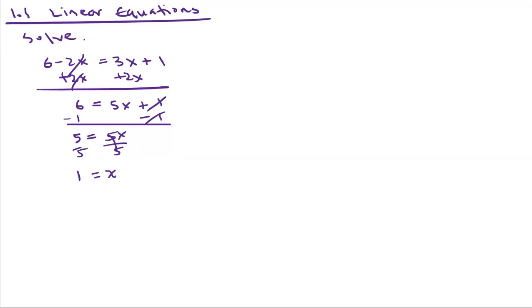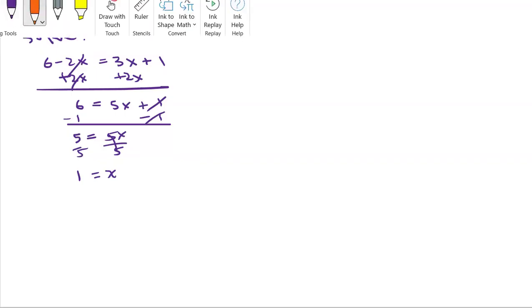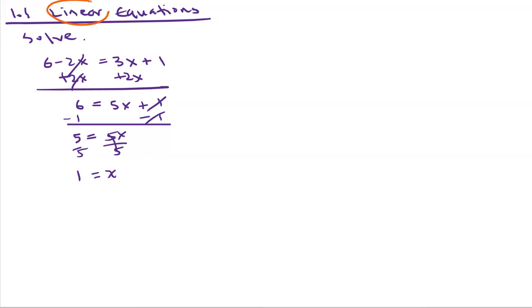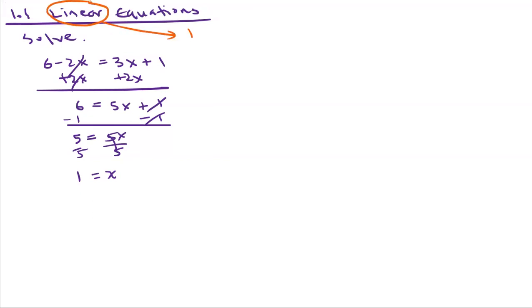Okay, so again, this section is talking about linear equations. So first of all, let's dive into what it means to be linear in an equation. Well, linear is dealing with lines, right? So you can have different kinds of lines. You can have one that looks like this, or like this, or like this. There are different slopes, but different lines, okay?